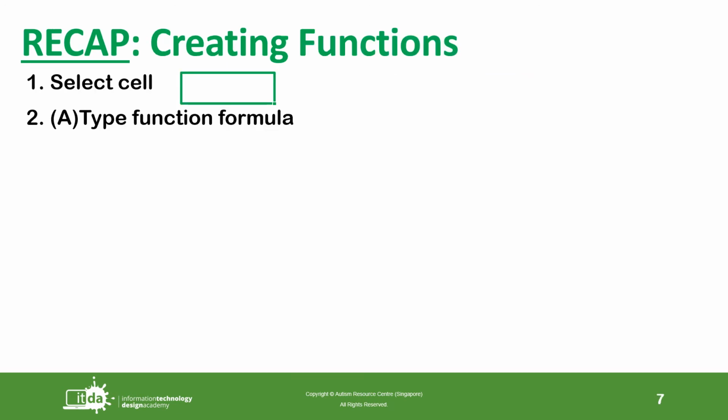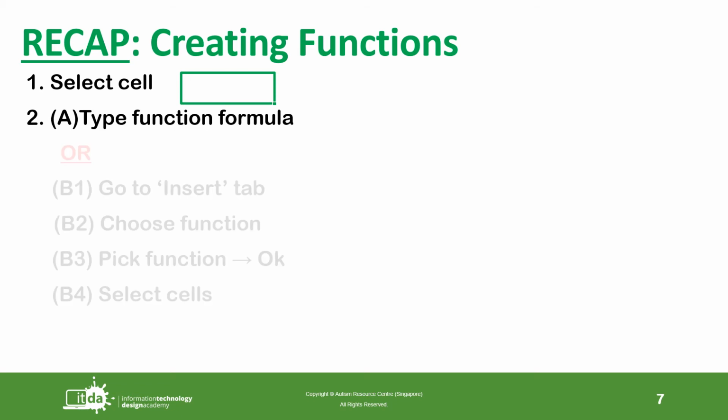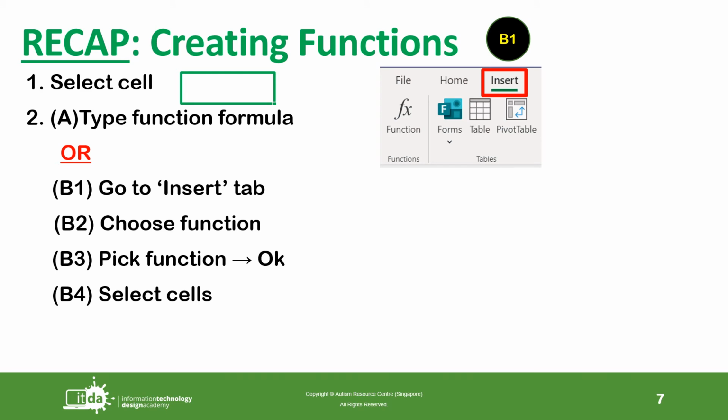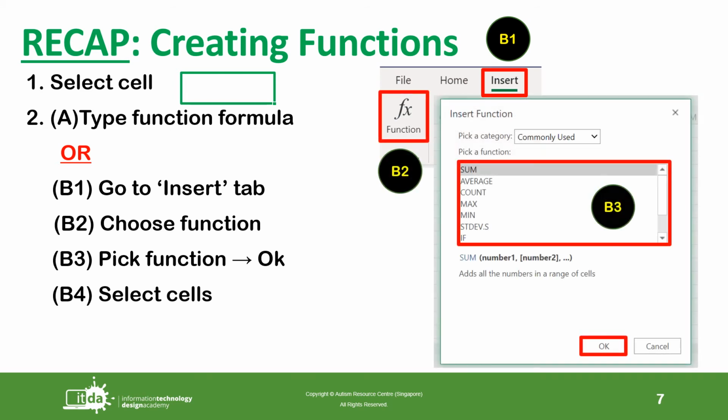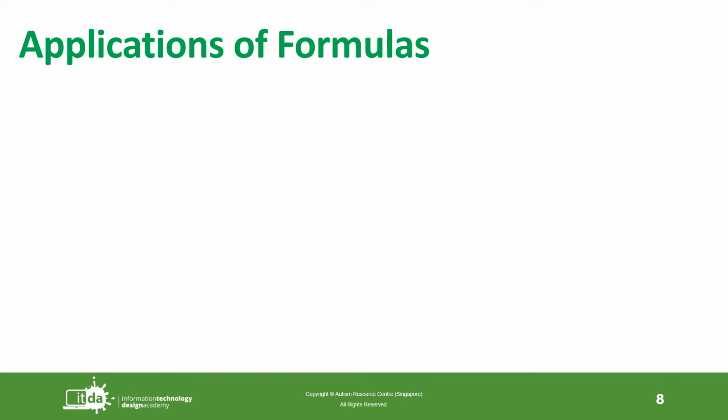In case you forgot, how do we have to create them? You can simply select your cell and type out the function formula if you can remember. But if you can't, no worries. Just go to the Insert tab on your Excel, click on the Function button, and you'll be able to pick out the function that you want to use, and then click OK. And from there, select your cells and click Enter when you're done. Okay, so that's for the recap.